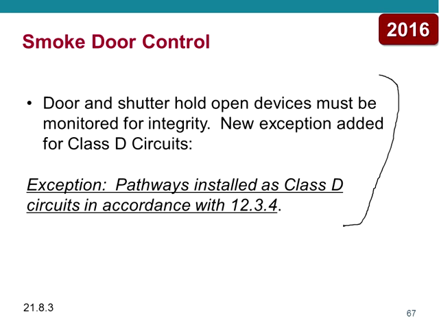Another requirement we changed in Chapter 21.8.3 was that door and shutter hold open devices must be monitored for integrity, but we added an exception and said, hey, Class D circuits are fail safe, and if it fails, the door will fail in the safe mode, which is generally to release the magnets and close the doors to prevent smoke recirculation. So basically, we agreed that Class D circuits don't require monitoring for integrity because they fail in the safe mode. So if it shorts, grounds, or opens, it's going to fail in the mode that we want it to in the emergency anyway.